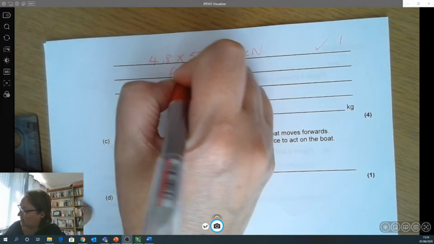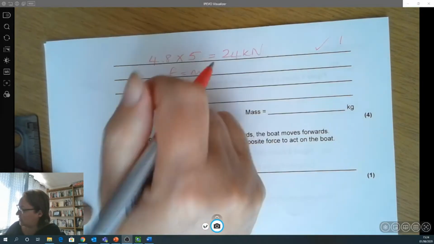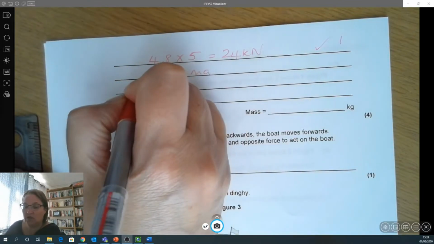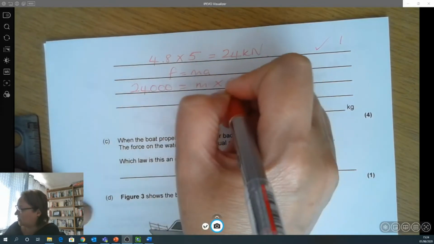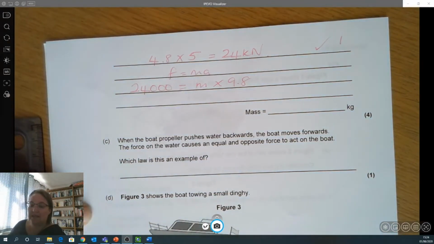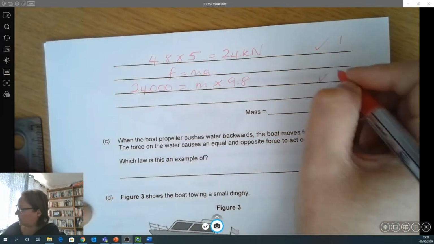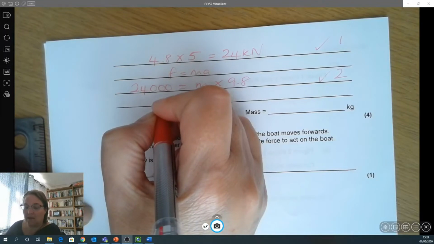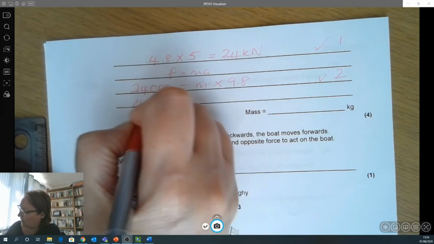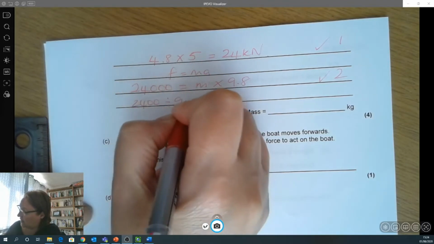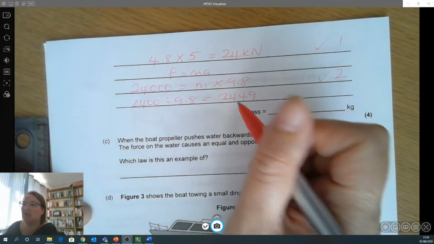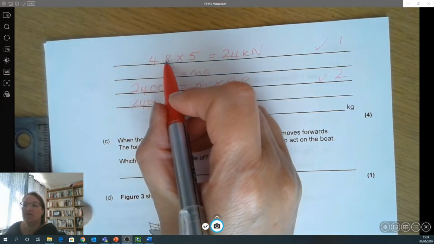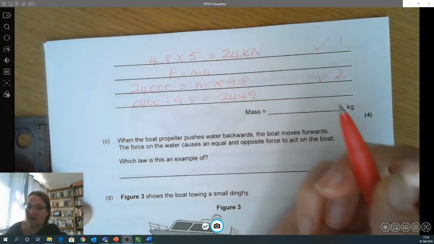If force is mass times acceleration, I need to change the force from kilonewtons into newtons. 24,000 newtons is the mass times the acceleration, which is given to me here as 9.8. So therefore I have a second mark. If I rearrange that equation and calculate 24,000 divided by 9.8, it's 2449. Now you'll have slightly different numbers to me just because of this measurement here, but as long as you've followed the same method, you're getting all the same marks.